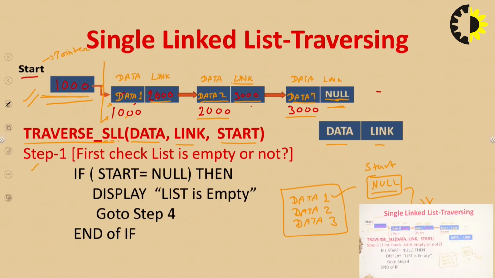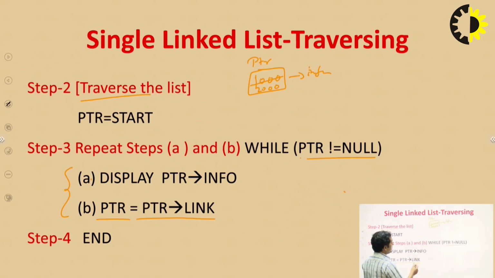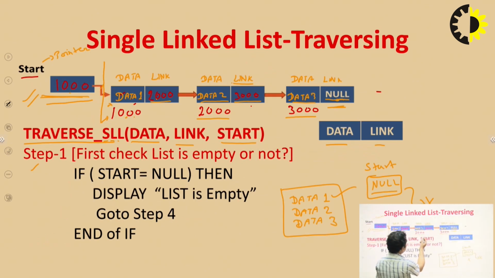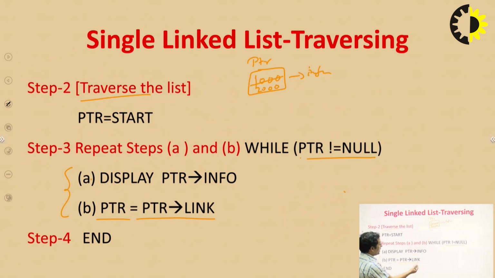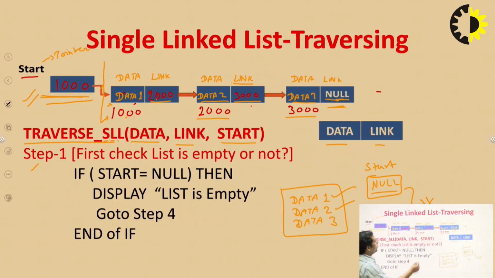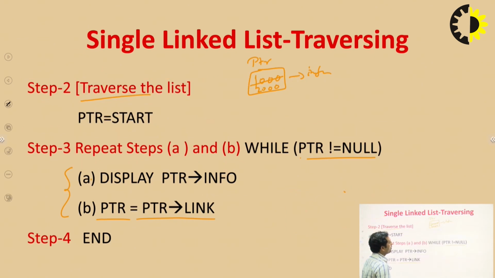Now at the 2000 position, we repeat and check that 2000 is not equal to null. Yes, true. Then what to do? Just display the ptr info part. At 2000, in the info part, we have the data 2. So display it and update the ptr value with the help of ptr link. In the 2000 link part we have 3000. So update ptr here to 3000.